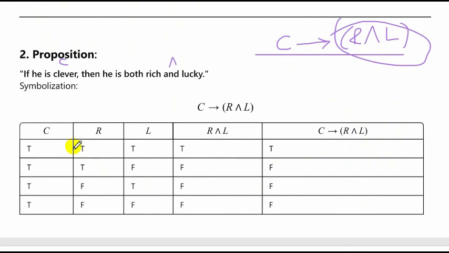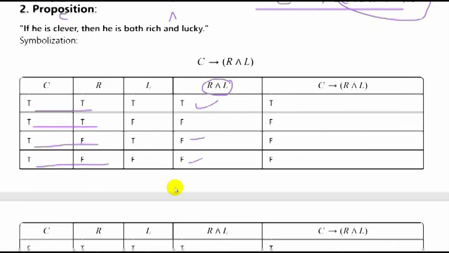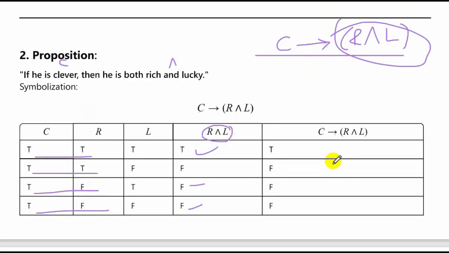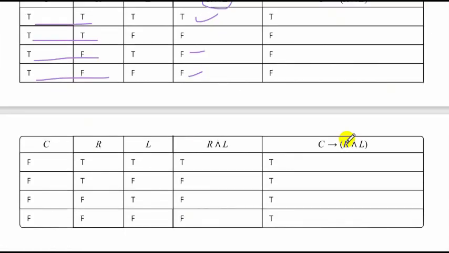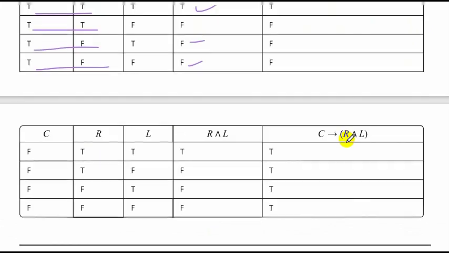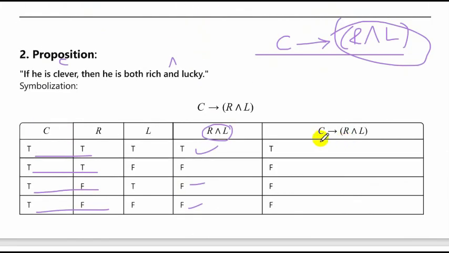Alright, let's look at the truth table. So we solved R and L first. When both are true, then only it is true here. True, true, true, false, true, false, and all false. Alright, now how does the implication work in the truth table? What is the rule for implication in the truth table?